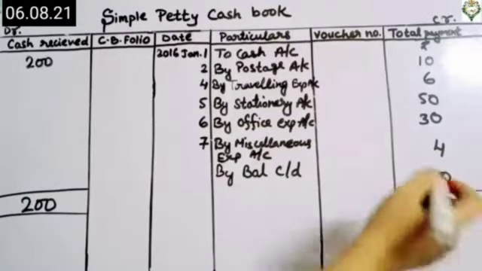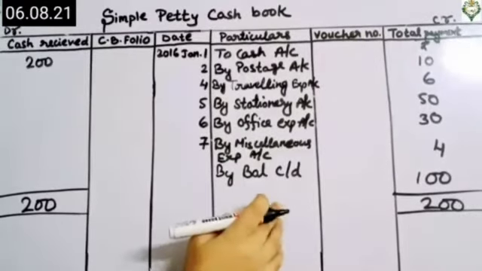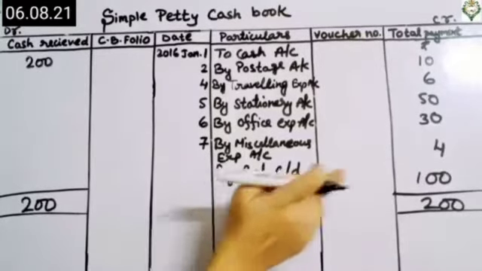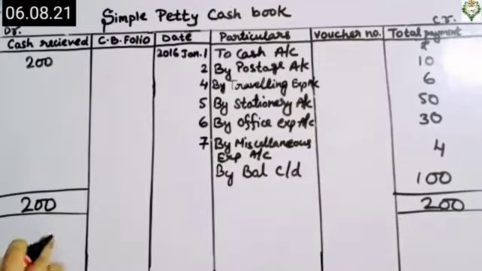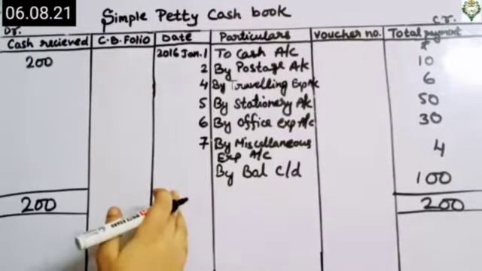Okay, and this is all for this simple petty cash book. Okay, we don't have to bring down this 100 amount to here. So that is the rule of simple petty cash book. In this format you have to make the simple petty cash book.